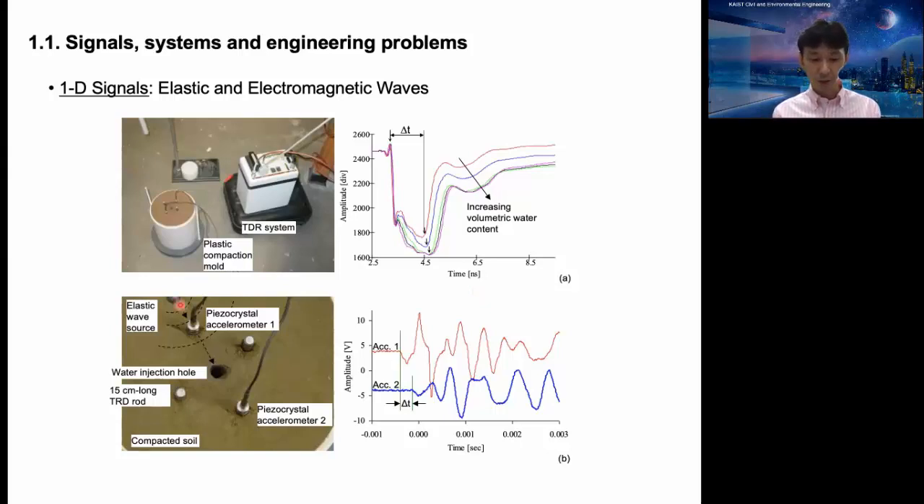Here, another example is you have an elastic wave source. It's like dropping a ball, and you have an accelerometer here and another one, and in between you have a hole, so you can see how the wave propagates through the soil media that has the hole. As you pour the water, you can see the changes in arrival time. So accelerometer 1 records one signal, and accelerometer 2 also records another signal. These signals record the wave arriving at one location.